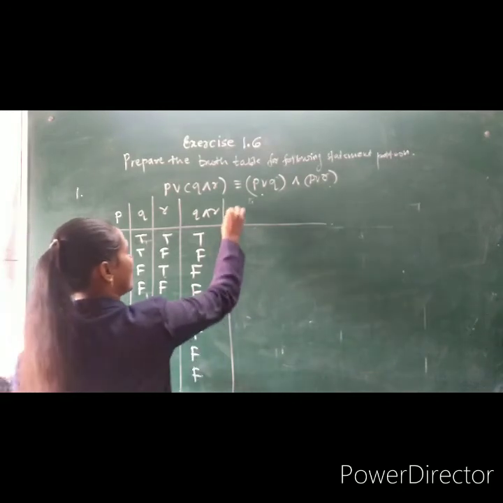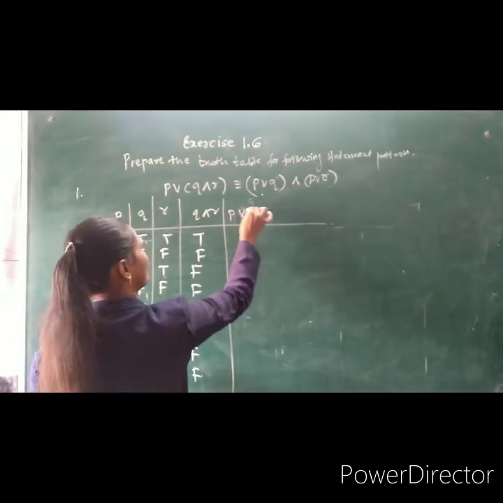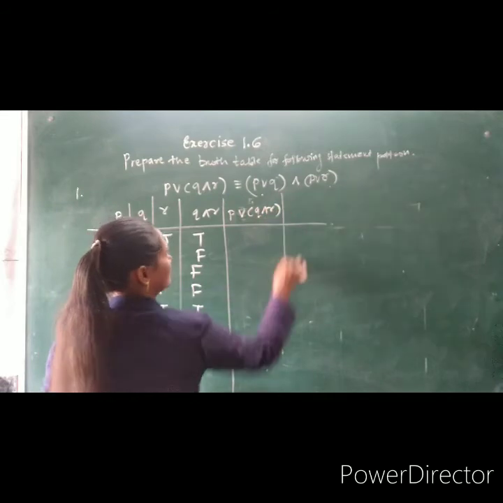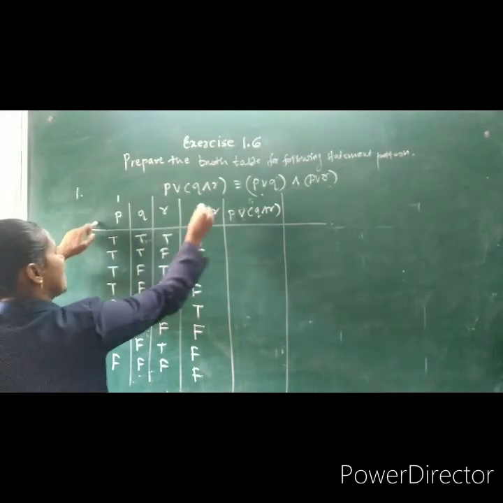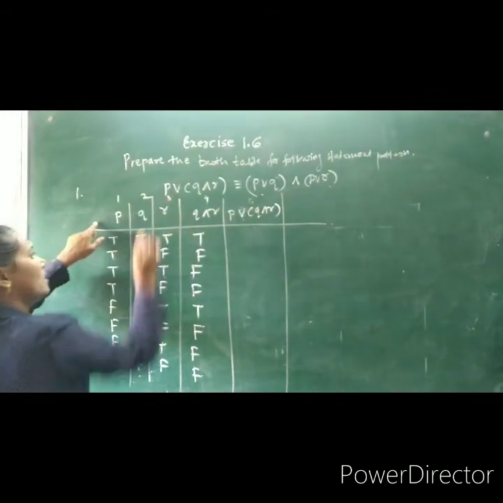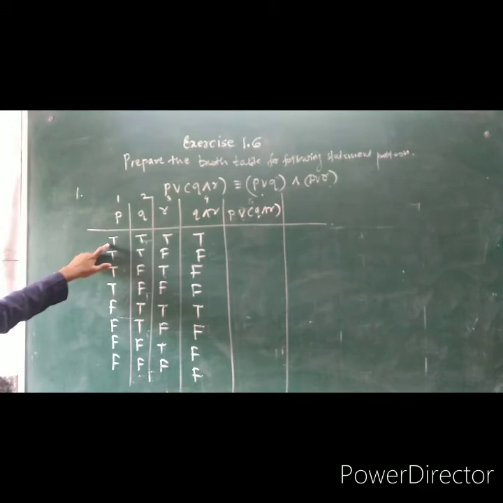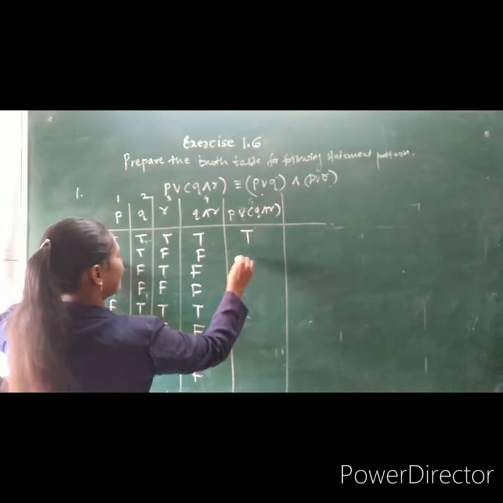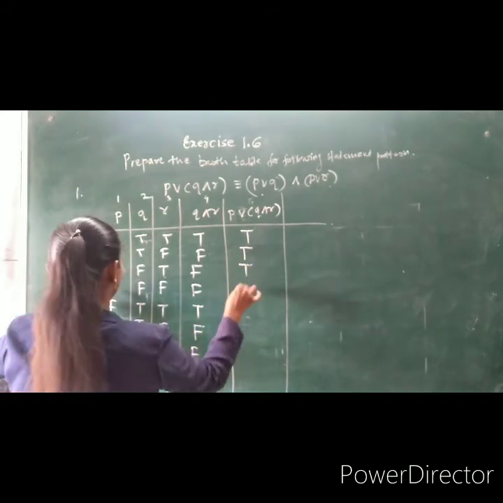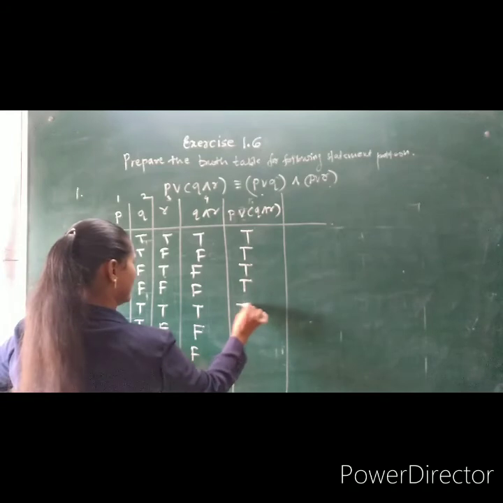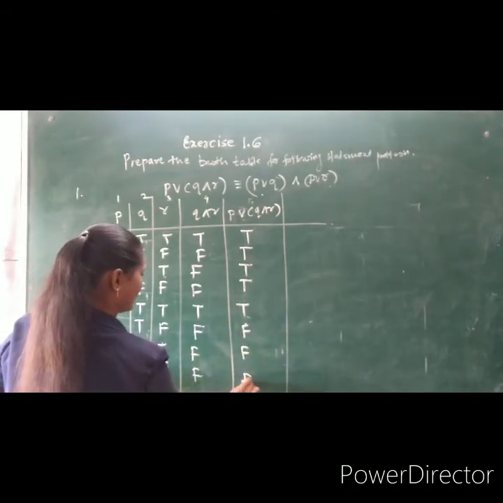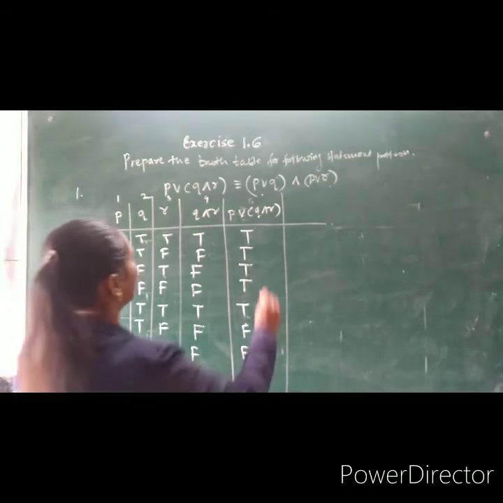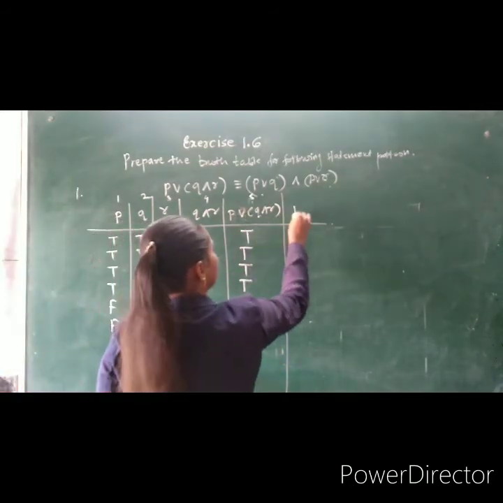Next, P or (Q and R). In between the first and fourth column, we have to take disjunction. In disjunction, if both are FF, then it is F, otherwise it is true. So TT, T, TF, T, TF, T. Again TF, T, FT, T, FF, F. Again FF, again it is F. This is column number 5. Next take P or Q.